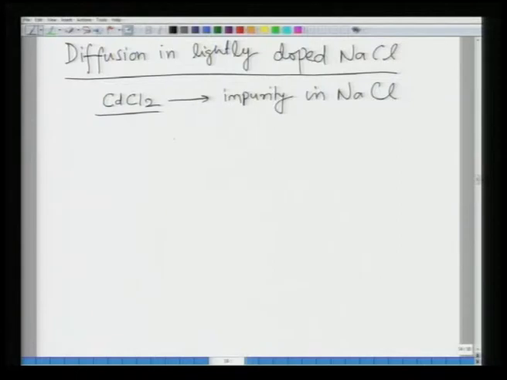When you dope sodium chloride with cadmium chloride, the cadmium goes to a sodium site. When cadmium goes to a sodium site, it gives one extra positive charge, so Cd_Na dot plus. If both the chlorines go to chlorine sites, these will be chargeless.